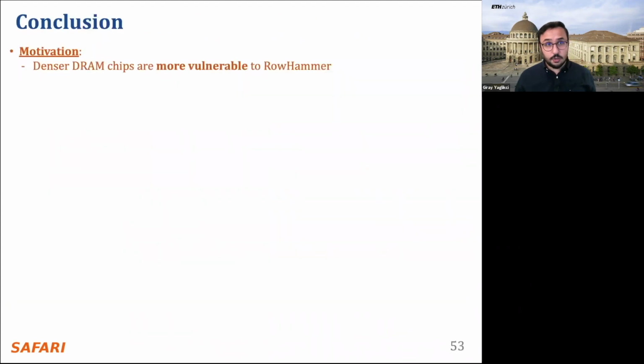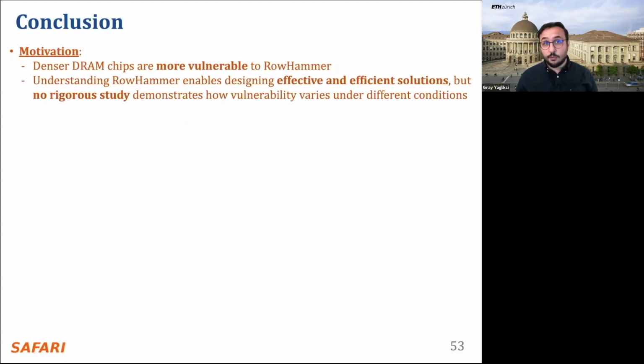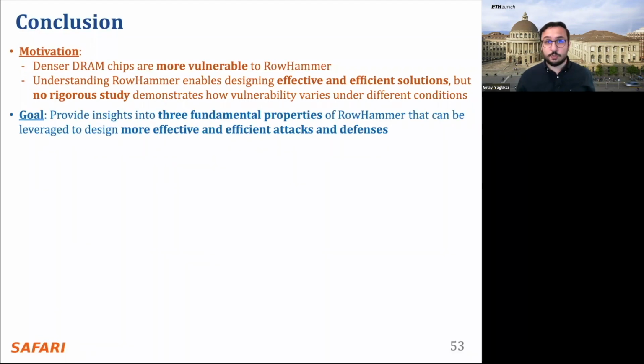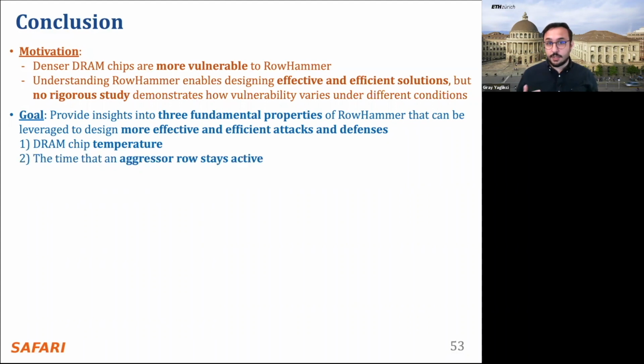To conclude, denser DRAM chips are more vulnerable to RowHammer, and understanding RowHammer is critical to find effective and efficient solutions. However, no rigorous study demonstrates how this vulnerability varies under different conditions. In this work, our goal is to provide insights into 3 fundamental properties of RowHammer that can be leveraged to design more effective and efficient attacks and defenses. These 3 properties are DRAM chip temperature, the time that an aggressor row stays active, and the victim DRAM cell's physical location.